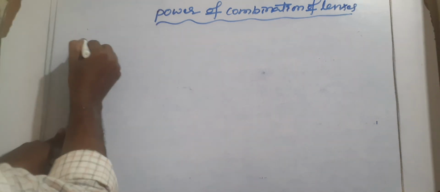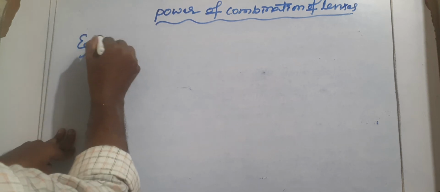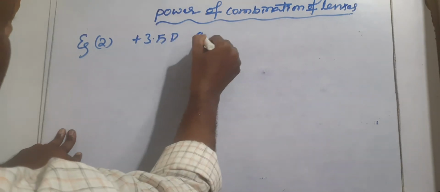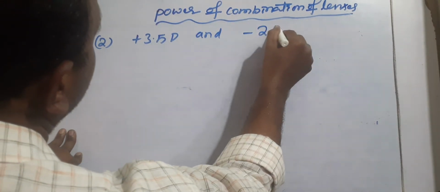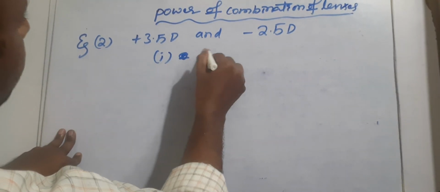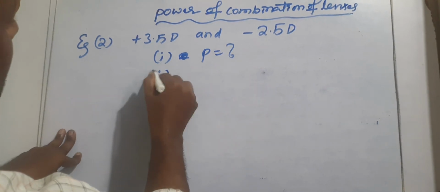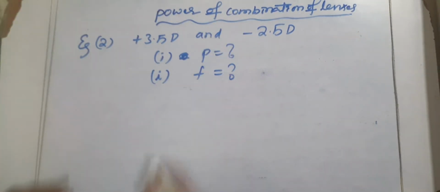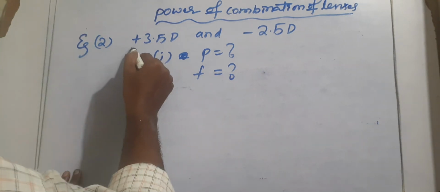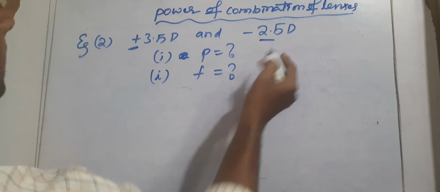Example 2. A system has two lenses with powers plus 3.5D and minus 2.5D. In this case we want to find the total power of the system and also the final focal length of the system of two lenses. This system consists of two lenses, one with power 3.5D and another with power minus 2.5D. That means one is a convex lens and the other is a concave lens.